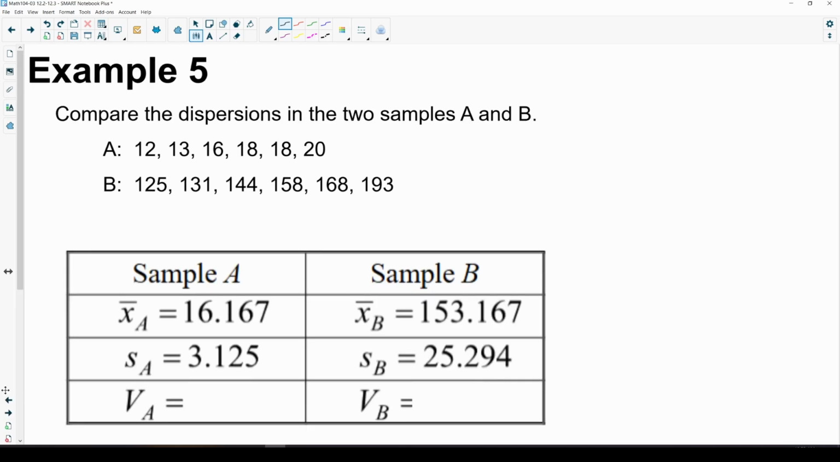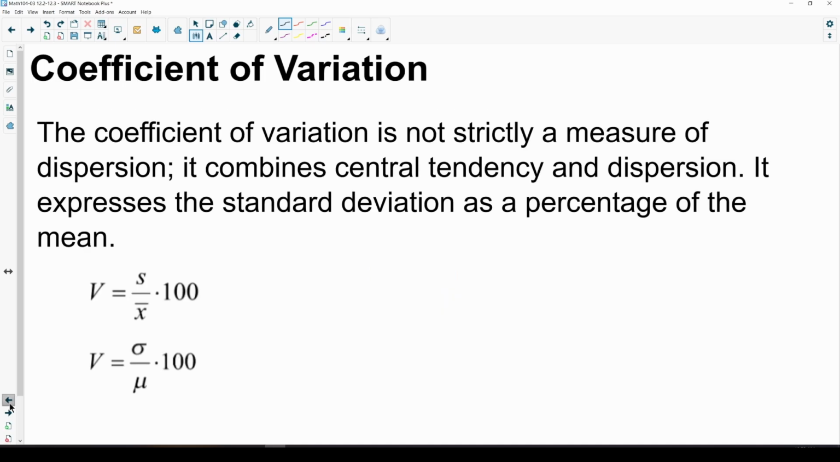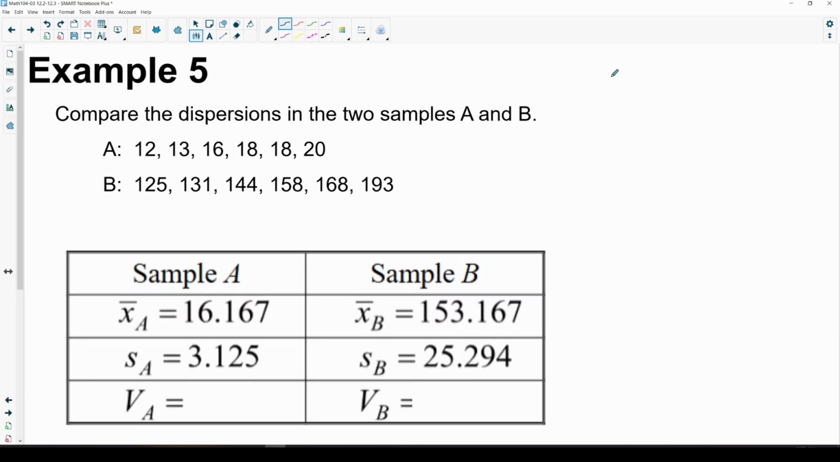I have 2 data sets here, and I've done some of the work for you. We've calculated the average of the first data set, we'll call it X sub A, to be 16.167, and then we found the mean or the X bar of set B to be 153.167. I've also gone ahead and had the standard deviation calculated, so 3.125 for set A and 25.294 for set B. Now we can take our formula, apply it, and take a look at our actual coefficient of variation. We're going to use S over X for this one. As a little reminder, V is equal to S over X bar times 100.